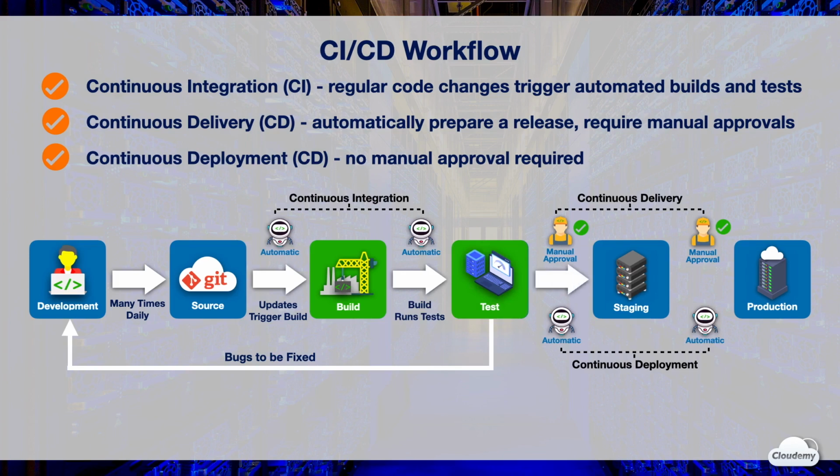Every time after a successful build and test, a deployment-ready artifact is automatically created and ready to be deployed. Continuous delivery may still require some manual reviews and approvals. However, continuous deployment is fully automated and requires no manual approval at all. A well-implemented CICD workflow can improve development productivity and software quality, and reduce time to market and operational overheads.